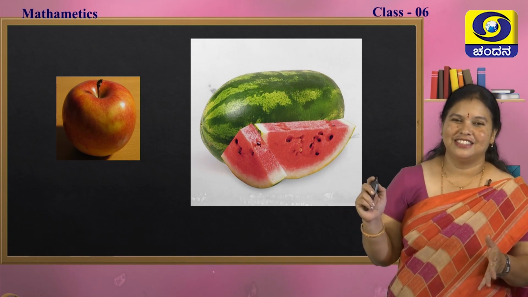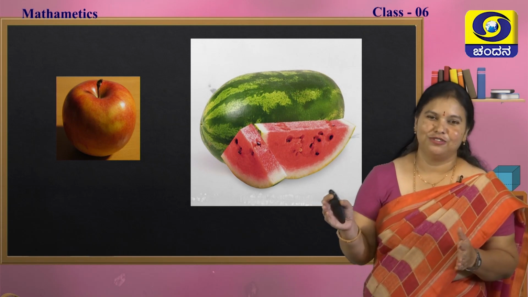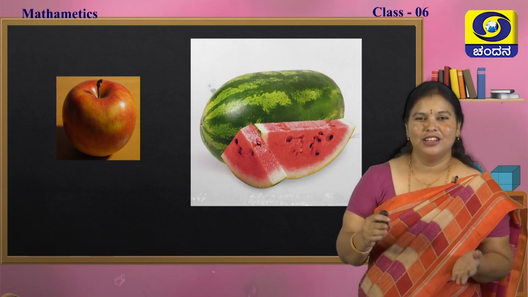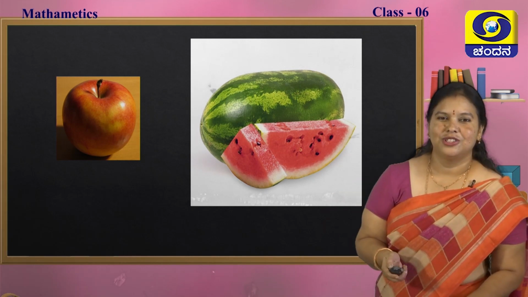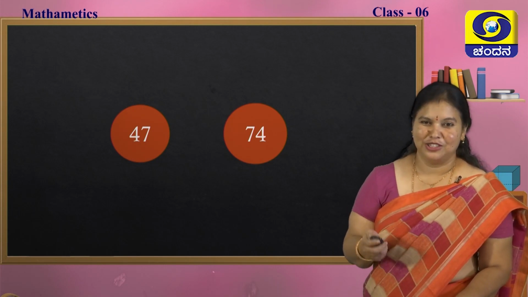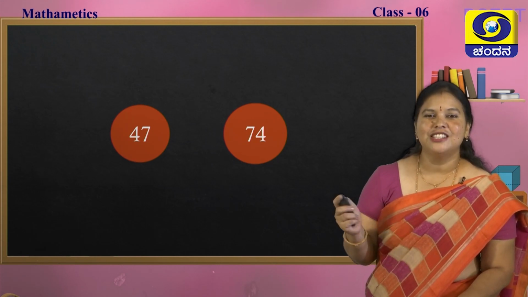You guessed it correctly. What did you do here? You compared the sizes of the fruits and you easily said which one is smaller and which one is bigger. Good, students. Well, students, if I give you some numbers, can you say which one is bigger and which one is smaller? Yes, here I have given two numbers, 47 and 74.